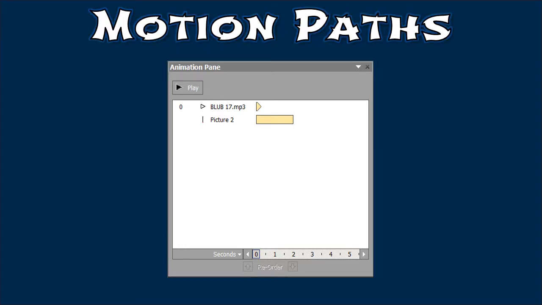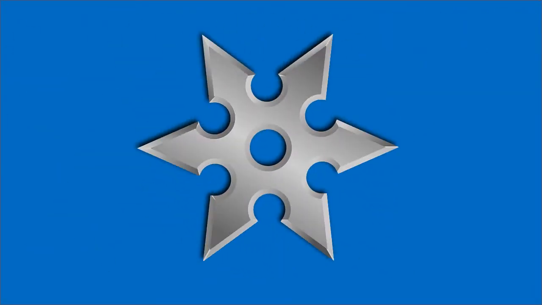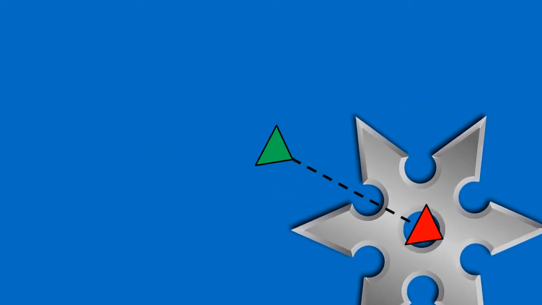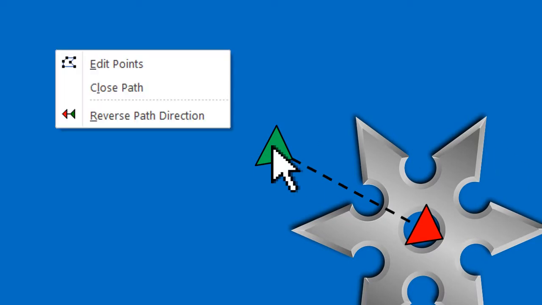There are a few things to keep in mind when you're working with motion paths. The motion path start and stop points are always centered on the object. You can click and drag the motion path to where you want it to stop or end. The object's motion will start at the beginning of the motion path, regardless of whether or not the object is on or off the frame. You can also right-click on the motion path to edit its points.